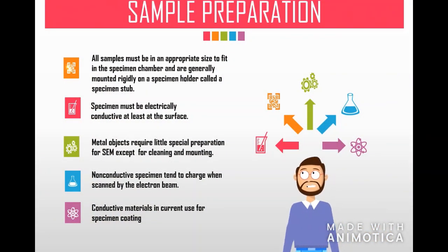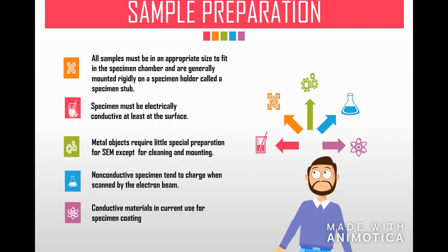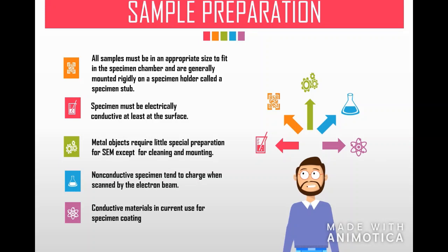Sample preparation. All samples must be of appropriate size to fit in the specimen chamber and are generally mounted rigidly on a specimen holder called a specimen stub. For conventional imaging in the SEM, specimens must be electrically conductive, at least at the surface, and electrically grounded to prevent the accumulation of electrostatic charge at the surface. Metal objects require little special preparation for SEM, except for cleaning and mounting on a specimen stub.